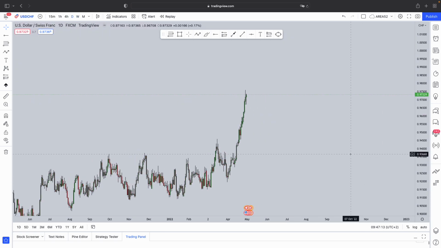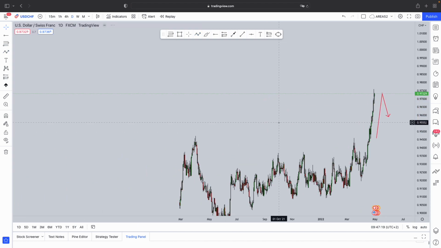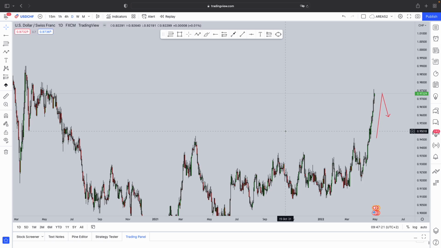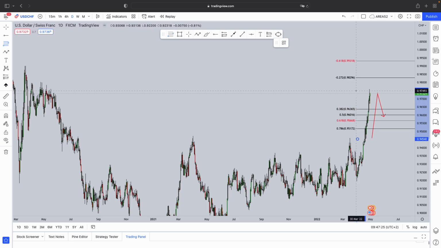From a daily perspective, what do we have? You can see we've got similar price action to what we have on the dollar index. We have this massive impulse, so we expect a correction. If we take our Fibonacci from the low to the high of this massive impulse, and we do something like this over here, there we go.